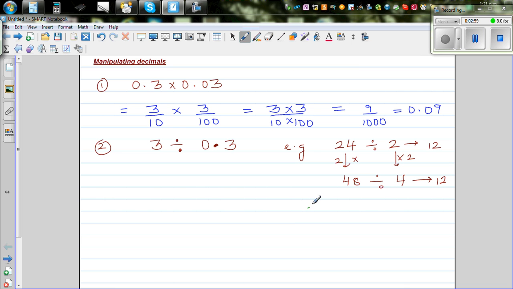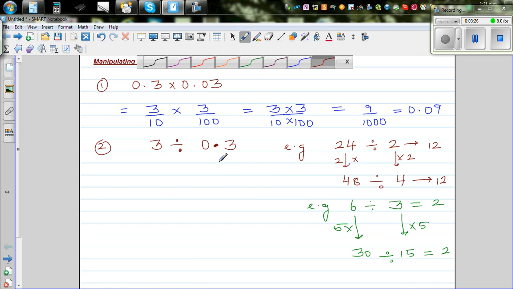Let me give you one more example. Let's take small numbers. 6 divided by 3 is 2. So let's make this 5 times bigger. If you make this 5 times bigger, this is 30. And if you make this 5 times bigger, this becomes 15. And 30 divided by 15 is also 2.